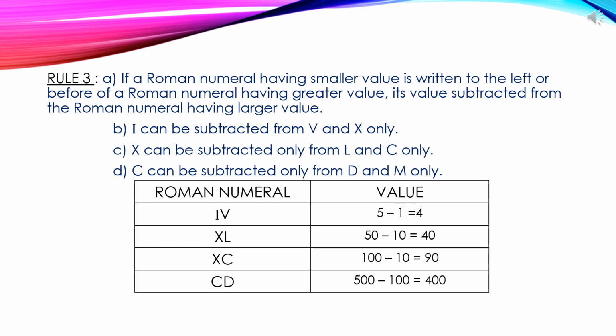That means if a smaller value is written before the greater value, we have to subtract these terms. According to B, C and D, I can be subtracted from V and X only, X can be subtracted from L and C only, and C can be subtracted from D and M only. As you can see in Rule 1, Rule 2 and Rule 3: Rule 1 shows the symbols of the numbers, and Rule 2 shows that if a smaller value is written on the right side or after the greater value, we have to add these terms. And in Rule 3, if a smaller value is written on the left side or before a greater value, we have to subtract these terms.